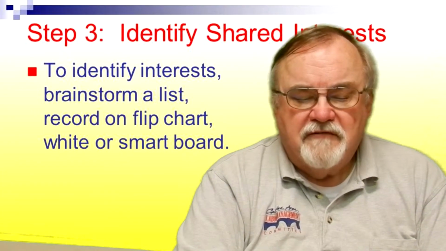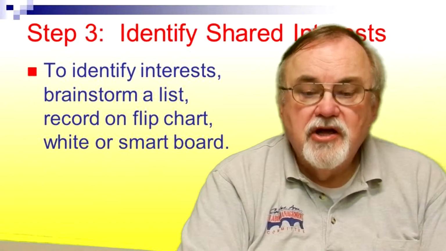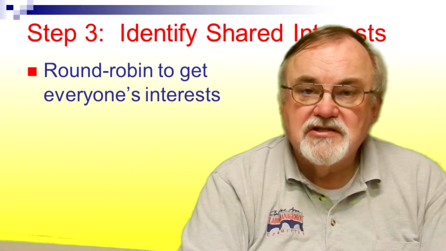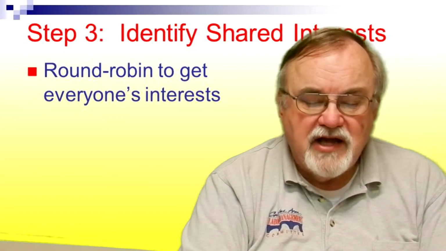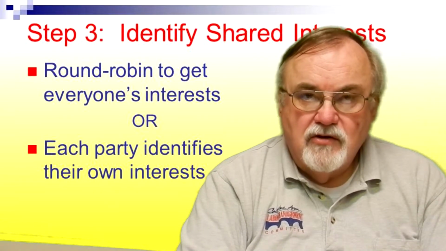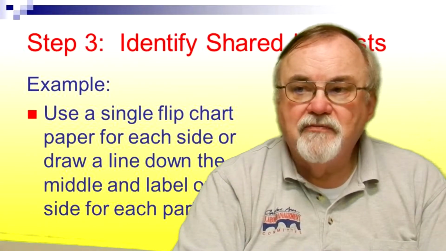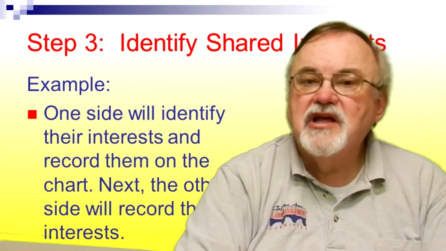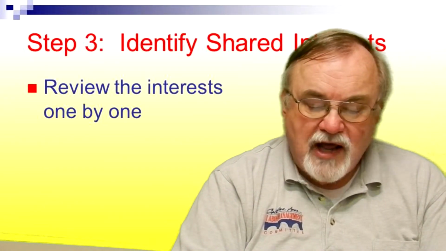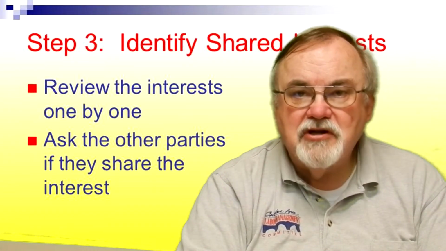When your group is ready to identify interests, you're going to need to use a flip chart or a whiteboard or a smartboard in order to record those interests. What we normally do when we work with groups is a round-robin process, in which we'll give each member of the group a chance to identify their interests or what their party's interests might be. We'll take a single piece of flip chart paper, for example. We'll draw a line down the middle of that paper, and one side will have one party's interest, and on the other side we'll record the other party. Once we've done that, then we can go through and identify what the mutual interests are, and we'll circle any interests which are common to both parties.